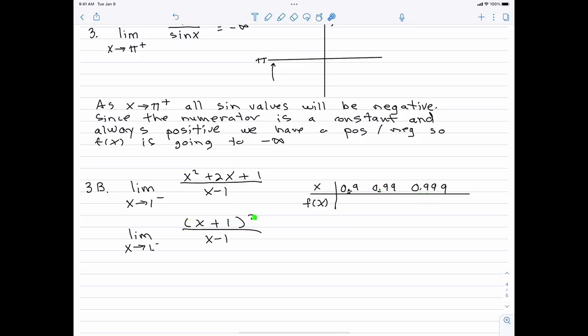Well, the numerator, because it's squared, is always positive. This x is some number less than 1, minus 1. So the bottom is going to be a negative. It's going to be a positive over a negative. So again, this thing is going to negative infinity. If I just go through and think about it, I will see that. But if you're not comfortable with that, then what could we always do? We could always just make a table.